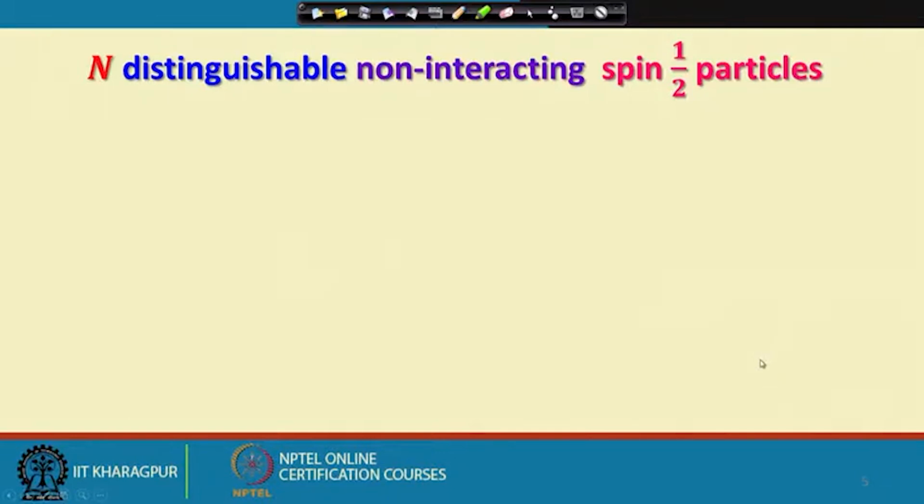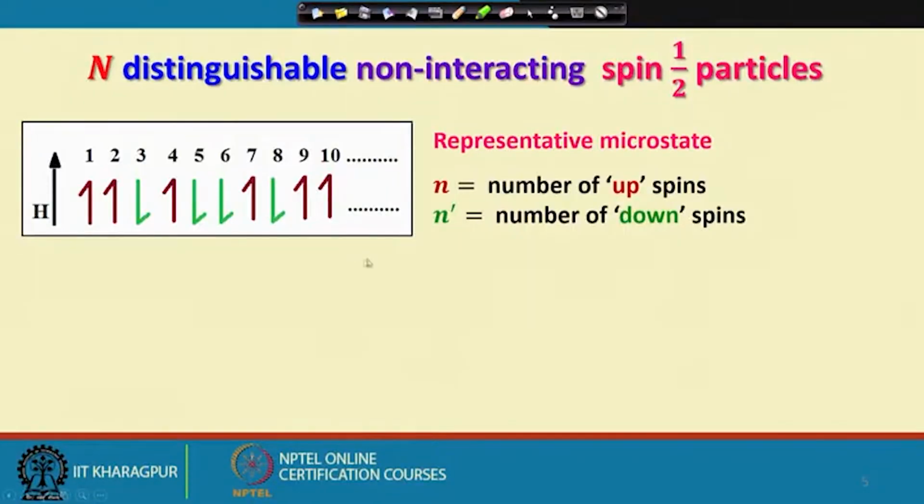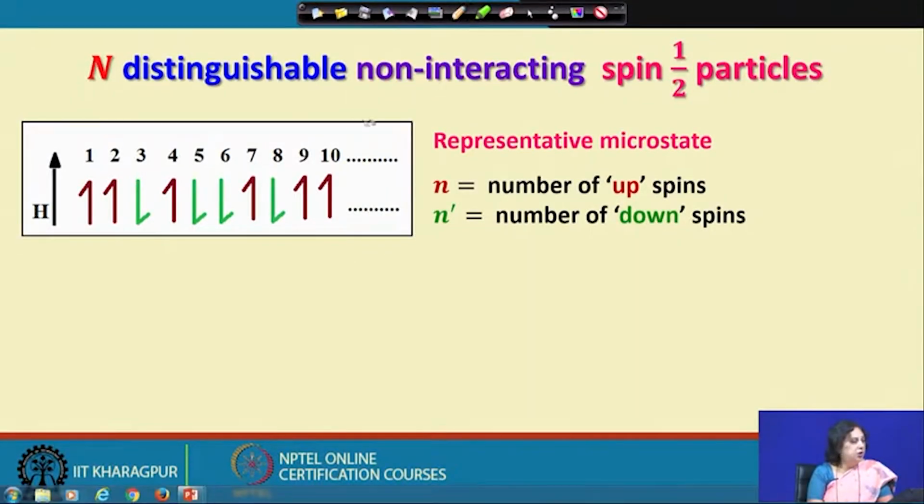Now, please remind yourself that, for the sake of simplicity, we are dealing with a very simple system where I have capital N distinguishable non-interacting spin half particles, and correspondingly this is a typical representation of the microscopic state of the system. Now, why do I say that they are distinguishable? That is because each of them carries a different label attached to it. So, how many such spins are present? Capital N such spins are present. I have only shown a few.